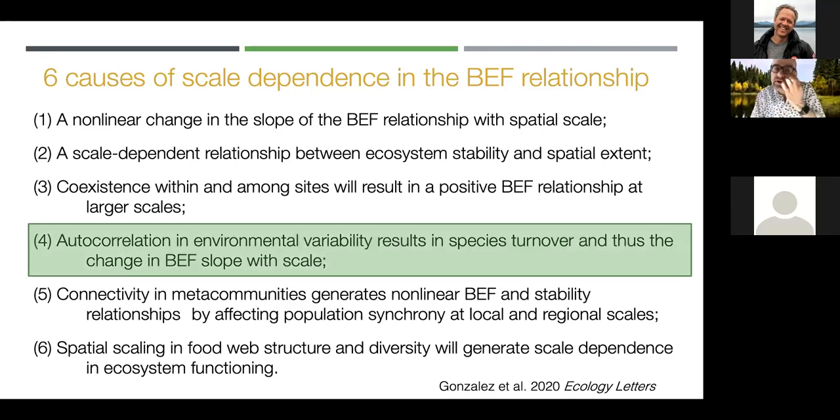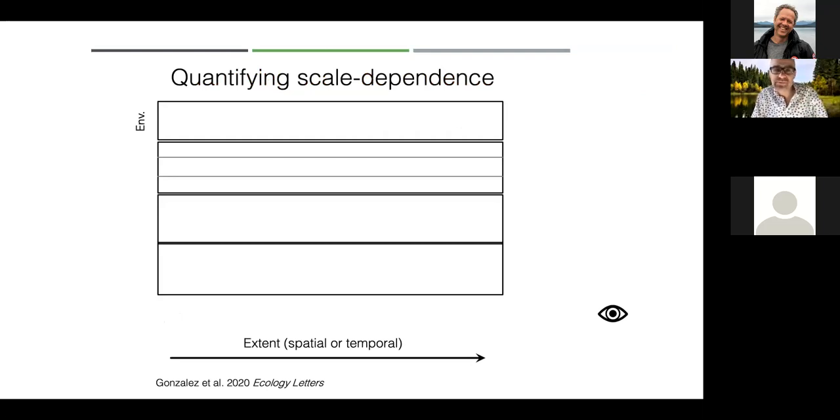I'm going to focus very quickly on the intuition around autocorrelation, because this is something I've been working on for quite a long time now, and I think it's crucial to understand for the BEF scaling problem. So let's quickly show you a cartoon about thinking about how we quantify scale dependence. Okay, no real data here. This is just a figment of my imagination.